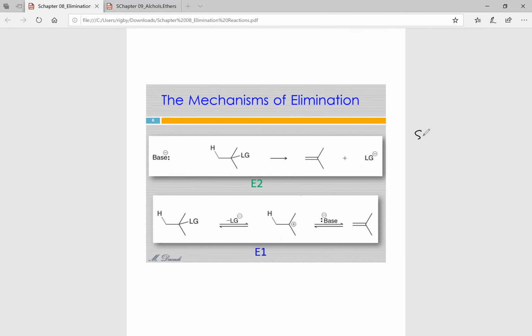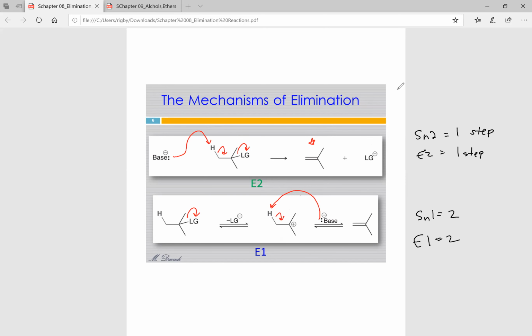Recall, SN2 is a one-step reaction, and in the same way, E2 is also a one-step reaction. And vice versa, SN1 is two steps, E1, two steps, okay? And if I were to draw the mechanism, we can see here that the leaving group leaves and the hydrogen is grabbed by the base, okay? And then we end up with this guy right here. Whereas in E1, the leaving group leaves first, we end up with a carbocation, and then the base grabs the hydrogen, and then we end up with our double bond, our alkene. So that's the main difference.